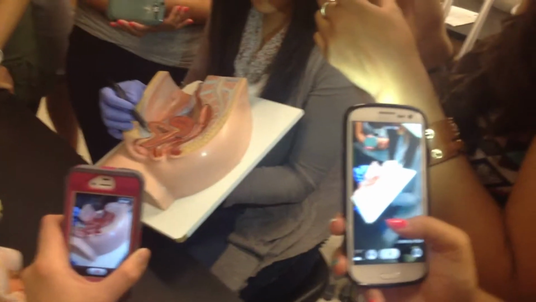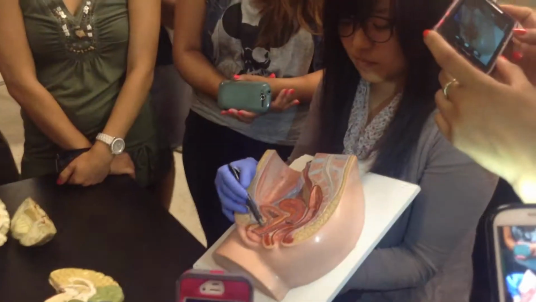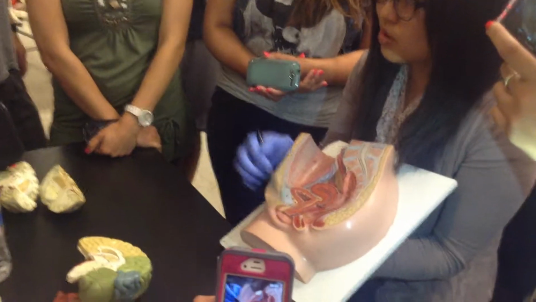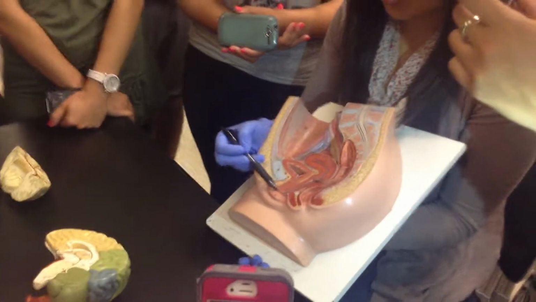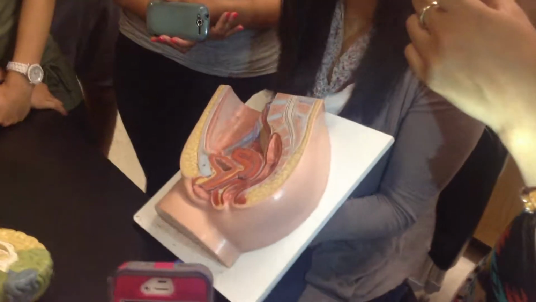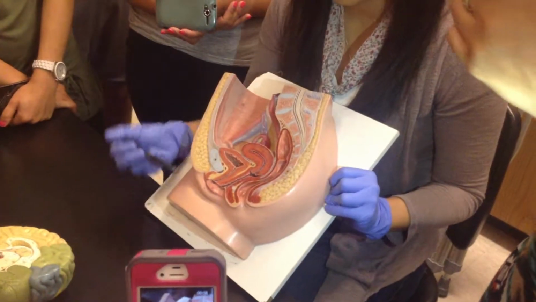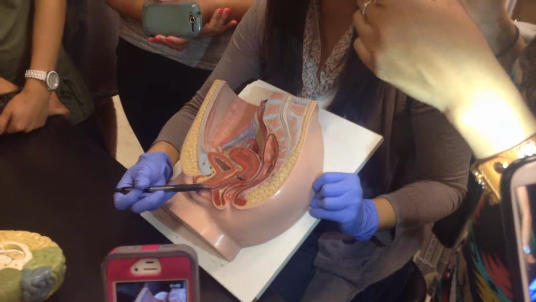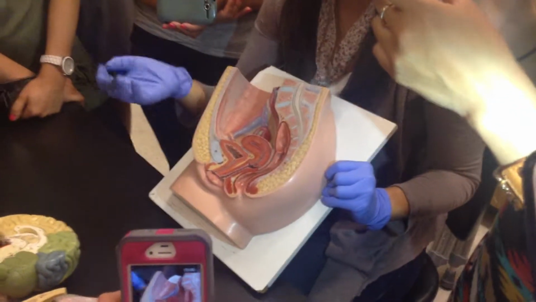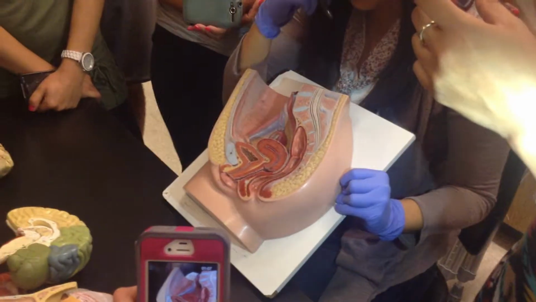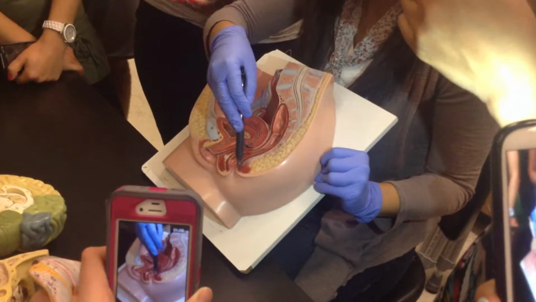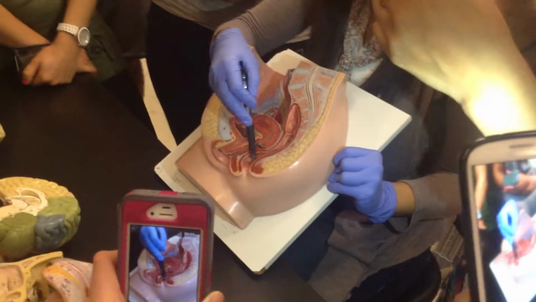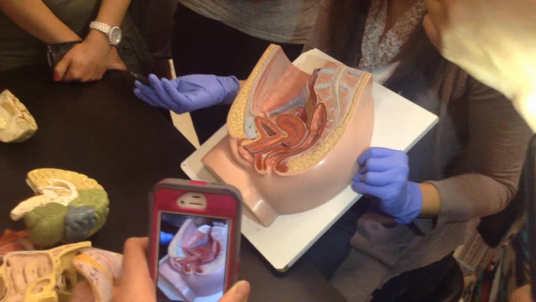Good. What is this tube? Urethra. Right. Not ureter. Good. Making this opening to it the what? Urethral orifice. Making this right here the vaginal orifice, or the opening, right? All right. What is this tube here? This is the rectum, and the opening to it is the anus, right?